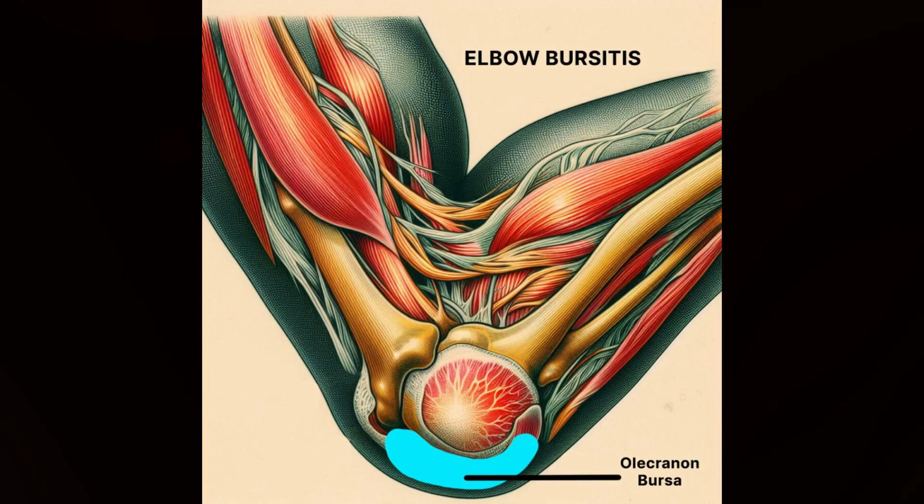Elbow bursitis, often referred to as olecranon bursitis, occurs when the bursa at the tip of the elbow becomes inflamed. This can be caused by repetitive pressure on the elbow, such as leaning on hard surfaces, or by direct trauma.